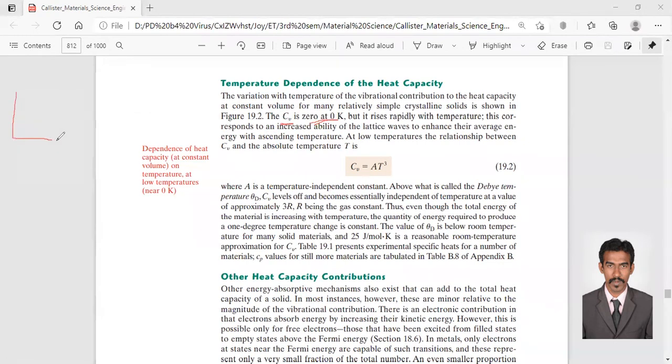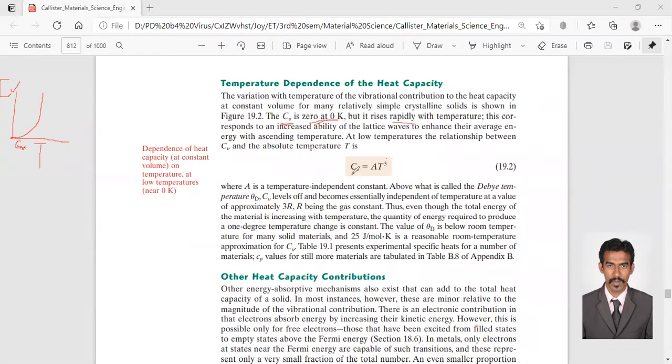If you draw a graph, taking temperature on the x-axis and Cv on the y-axis, the starting point would be here. But it rises rapidly with temperature. This corresponds to an increased ability of the lattice waves to enhance their average energy with ascending temperature. So this is the equation: at low temperature, the relationship between Cv and the absolute temperature T is A T cubed. What will happen is this will rise fast. Why? Because it is A T cubed.